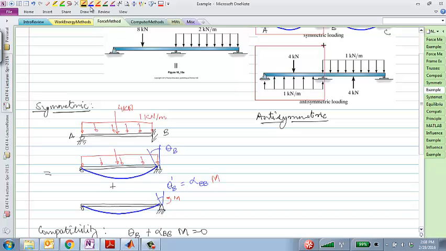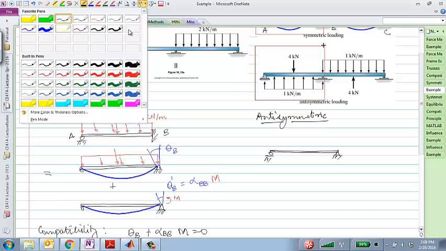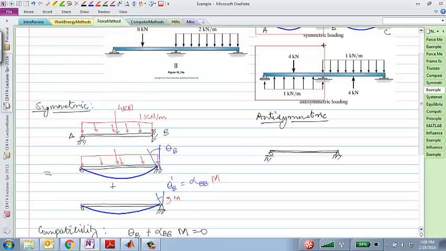And for the anti-symmetric half, the problem that we would be solving is a simply supported beam, and maybe I'll draw the deflected shape first.